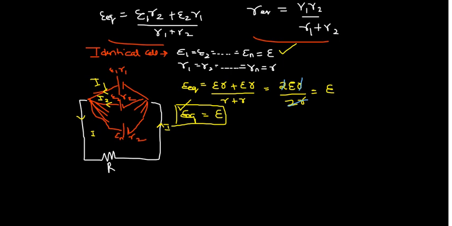Similarly, if I do the same thing for internal resistance, we can write R equivalent. 1 by R equivalent is equal to 1 by R1 plus 1 by R2.